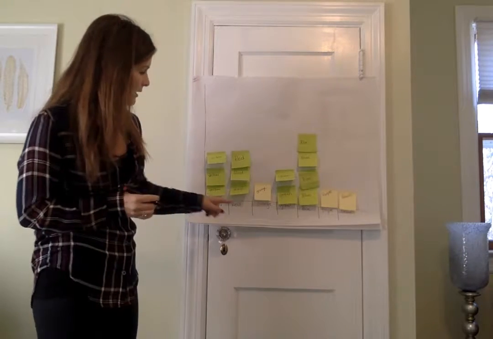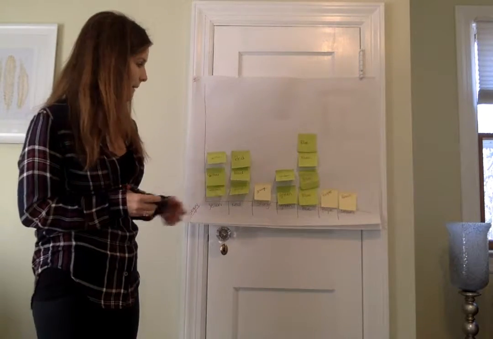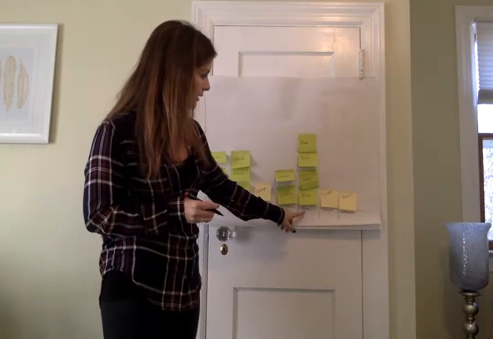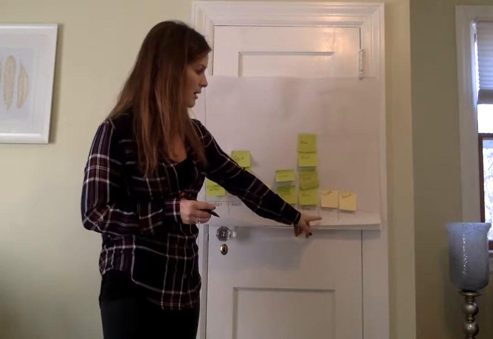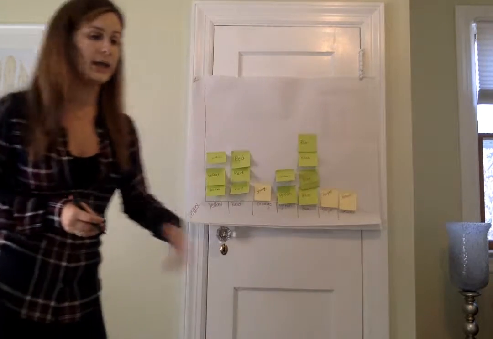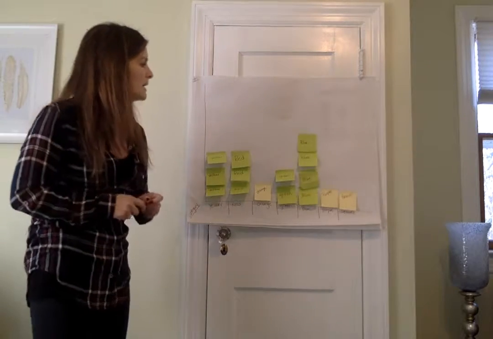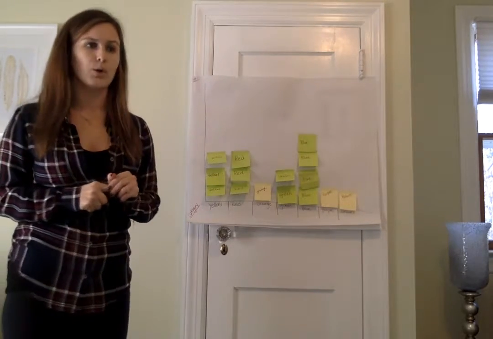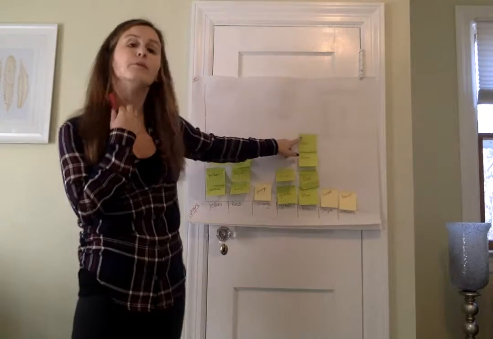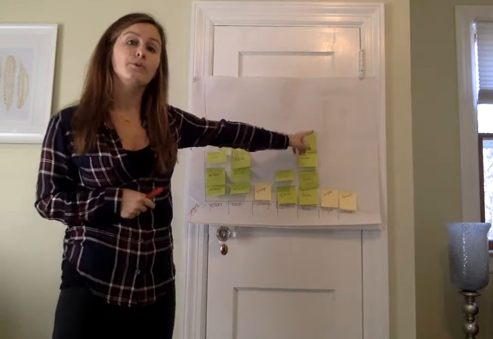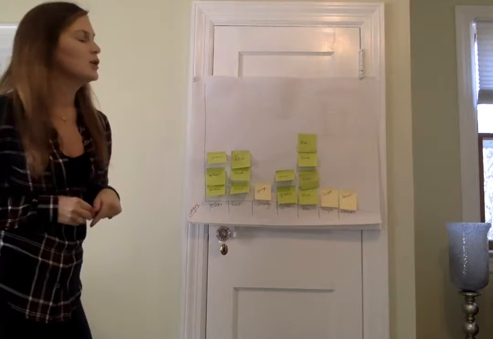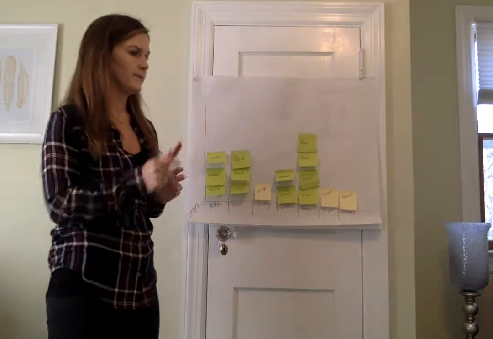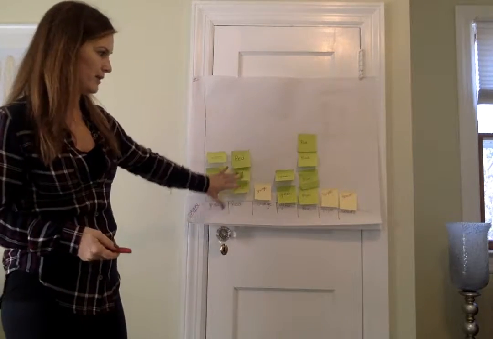3. Good. What about red? 1, 2, 3. Orange, 1. Green, 1, 2. Blue, 1, 2, 3, 4. Purple, 1. And brown, 1. Okay? So let's talk about this. Now, which color had the most votes? The most. Yes. Good. Blue. And how many did it have? 4. Perfect. Now, which two colors had the same amount? Good. Yellow and red. They both had 3.